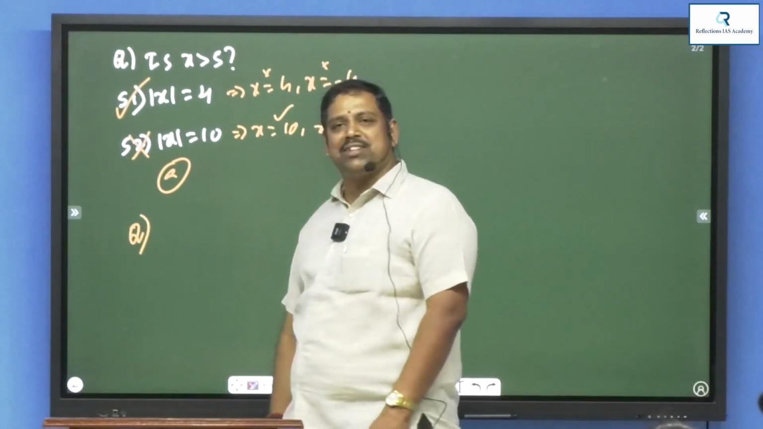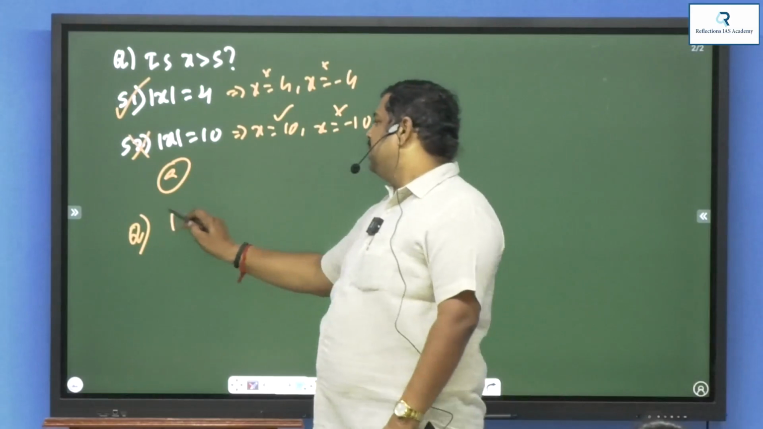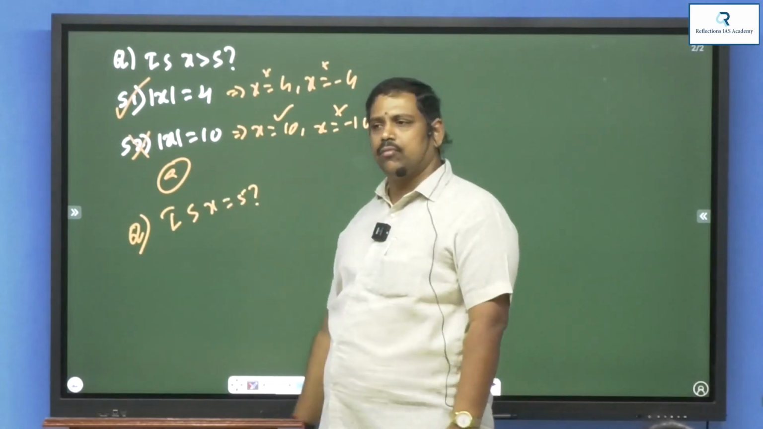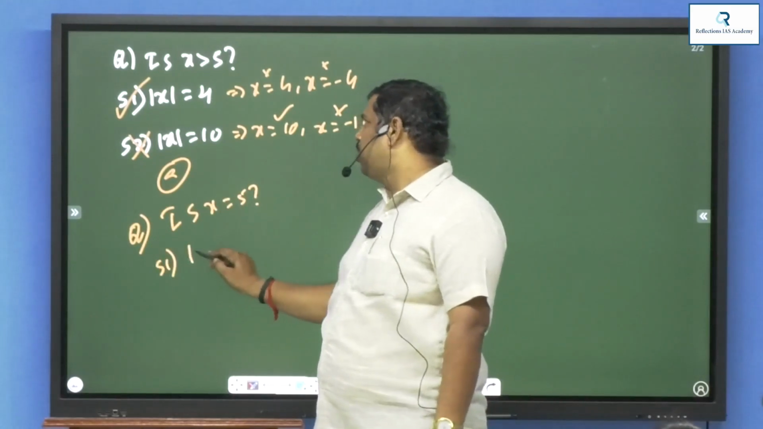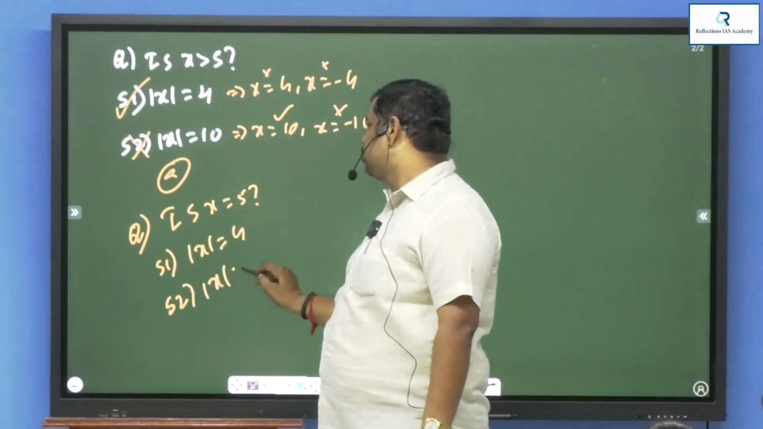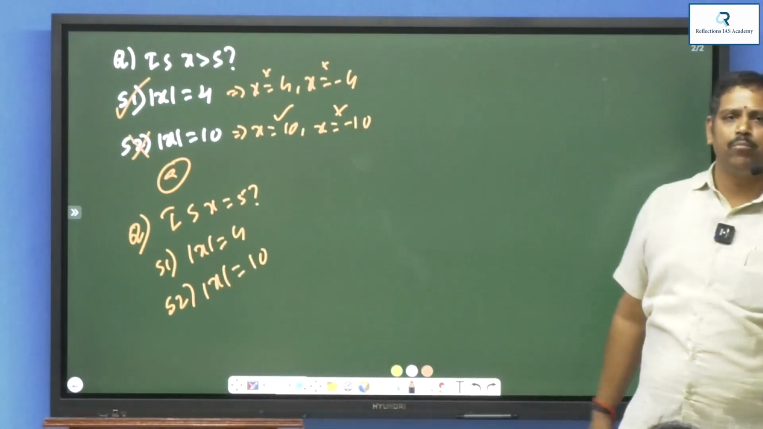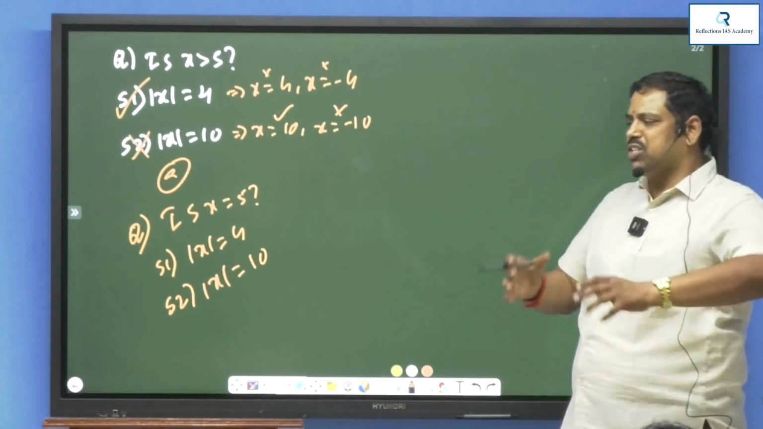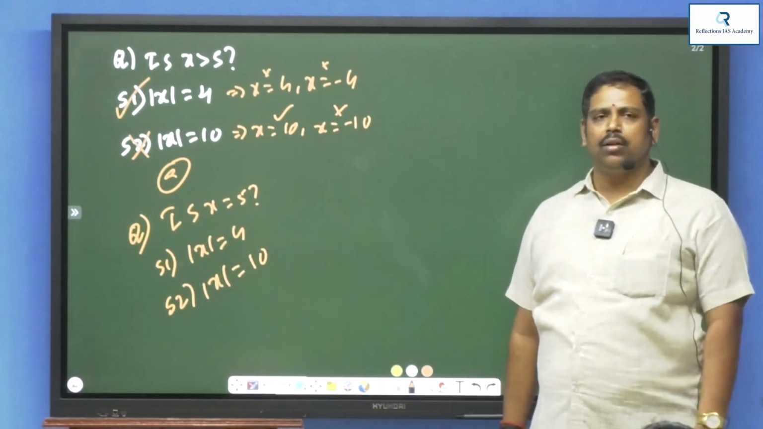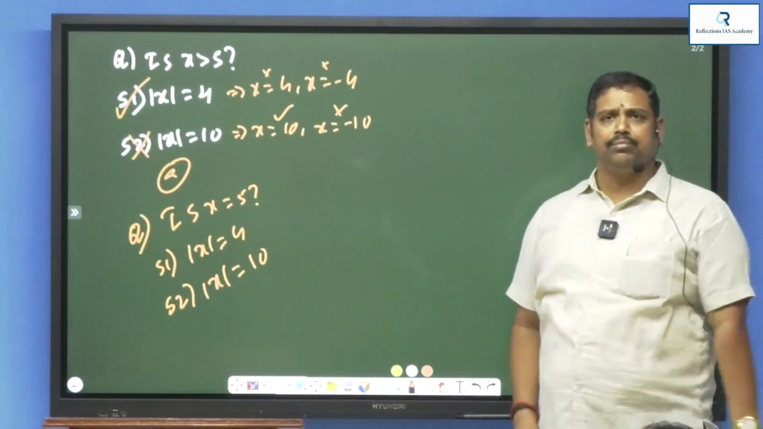Okay, shall we go for the next question? Are you ready for that? Is x equal to 5? That is the question. Statement 1: mod x is equal to 4. Statement 2: mod x is equal to 10. Now you try it. Yeah, best option. Use the paper and pen, everybody. If you are already an expert, then no need of paper and pen. You can directly.